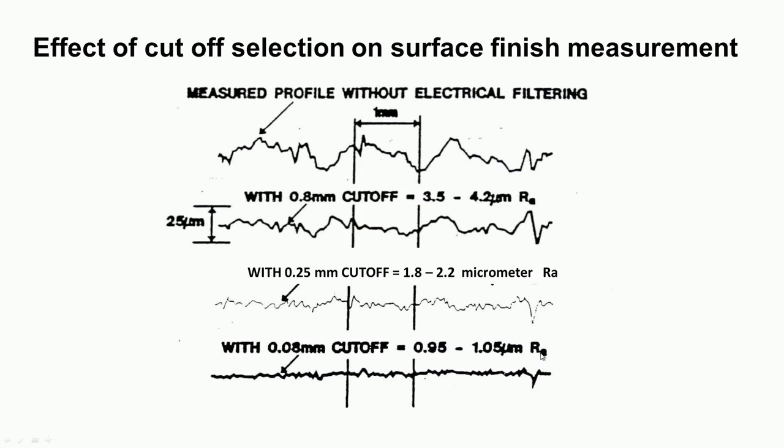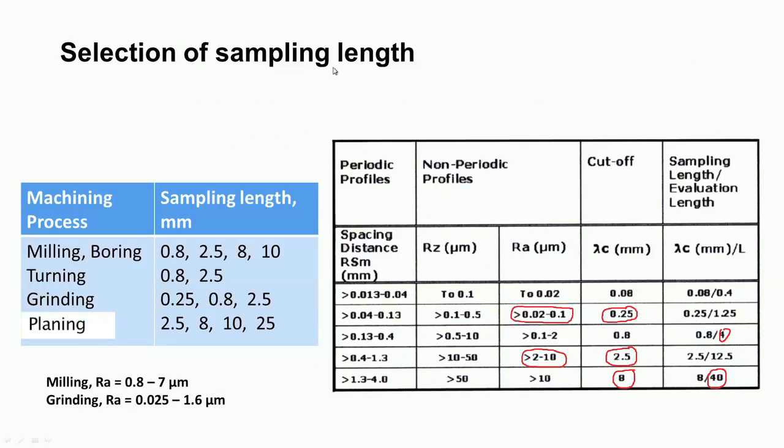That means, if we change the cutoff length, the RA value will also change. So, we should exercise a lot of care while selecting the appropriate cutoff length. If we select the wrong cutoff length, then the measurement data obtained will be useless. That is why the standards specify, for the different machining processes, what the cutoff length should be, to be selected or specified in various standards.